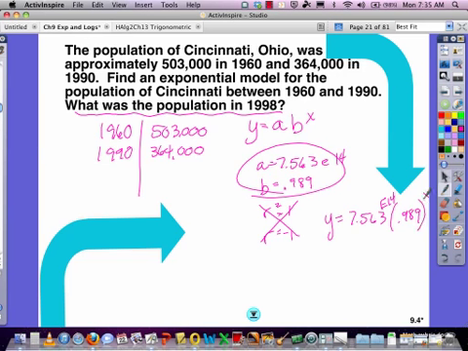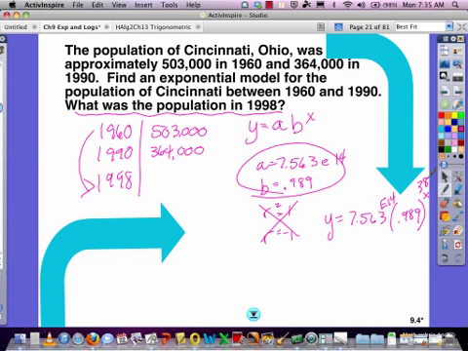So all we have left to do is use that model, put our new data in, and we're looking at the year 1998. Now remember, going from here to here is our determining factor, because since 1960 was our original amount, 60 to 98 is a period of 38 years. So we should be substituting into our equation at 38.